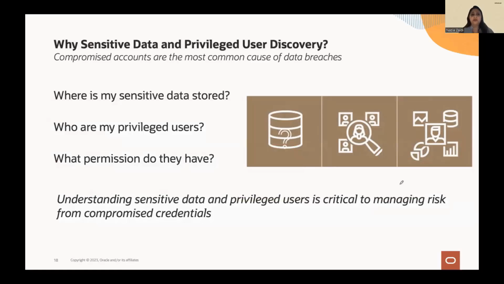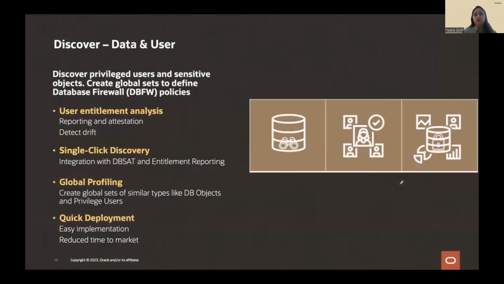Why sensitive data and privileged user discovery? We know that compromised accounts are the most common cause of data breaches nowadays, so knowing where those users are, what permissions or privileges they have, and even finding out their drift if their role controls or object grants, etc., are changing. So understanding their drift is also important, and obviously where your sensitive data is stored, so that you can put your security control there. So under discovery of data and users, we came up with the concept of global sets in RU9, and we were providing global sets.